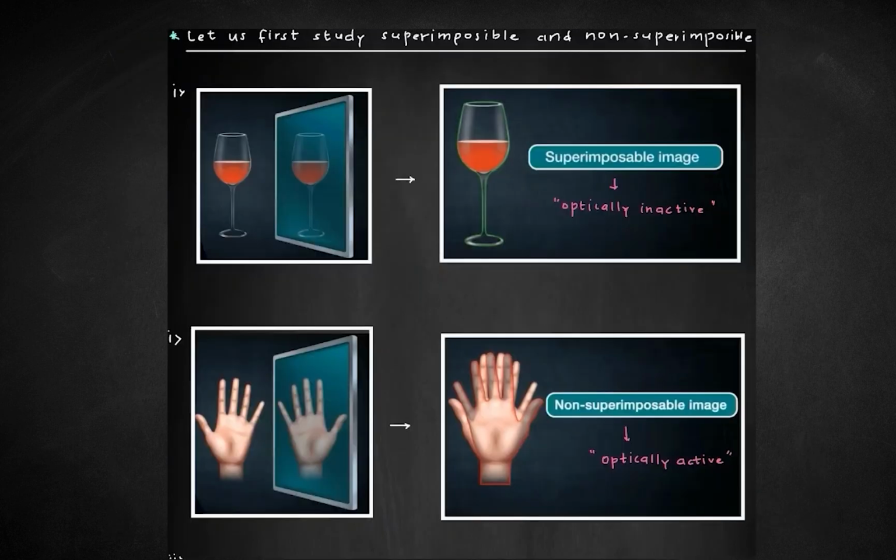Now let's study what superimposable and non-superimposable phenomena are. If you take a glass and see its mirror image, now take this mirror image and keep it over this particular object. You will see this particular thing. From this, can you tell that this contains two different things, one the real object and second the mirror image? Will you be able to do that? No, you cannot tell from this image, because both these things are exactly superimposed on each other. And such molecules which are superimposable are optically inactive.